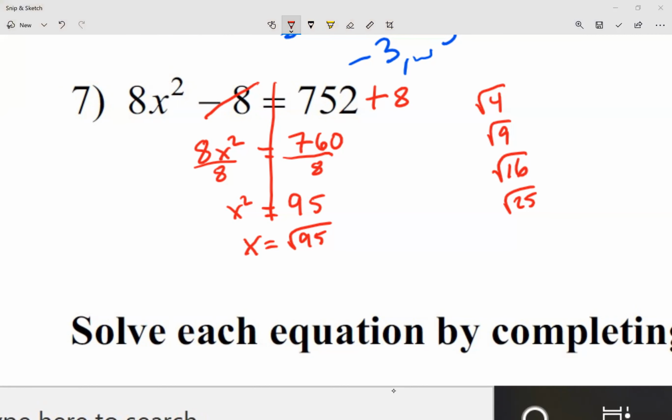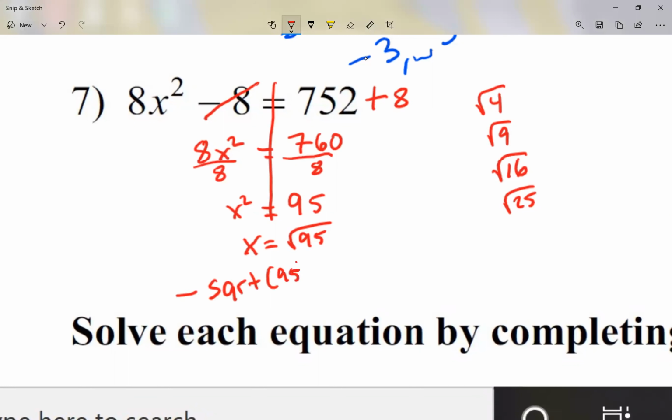So my answers, I know I have to have a positive and a negative. So I'm just going to write negative square root of 95 and positive square root of 95.